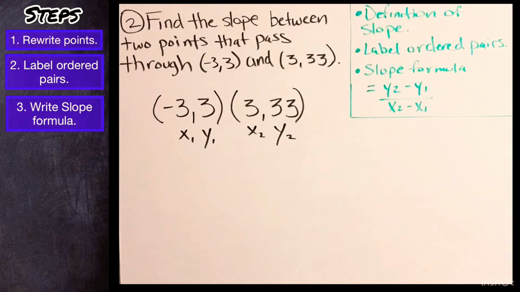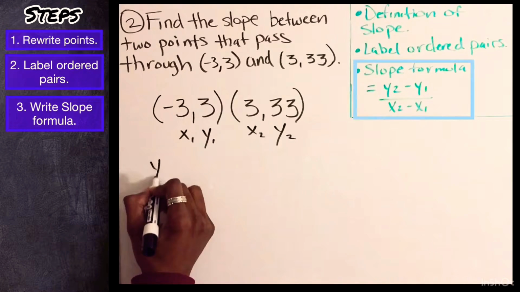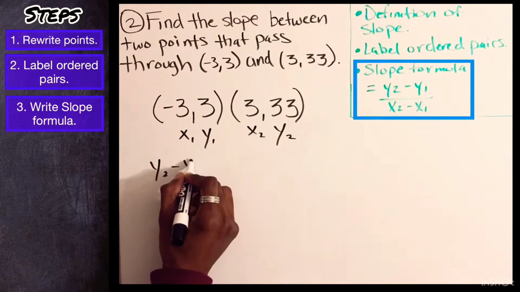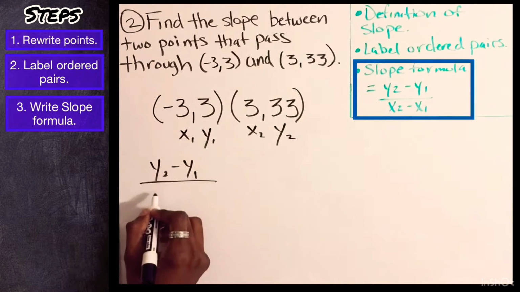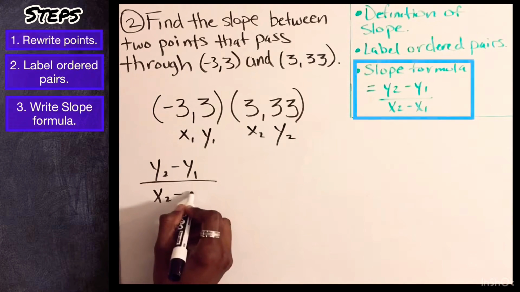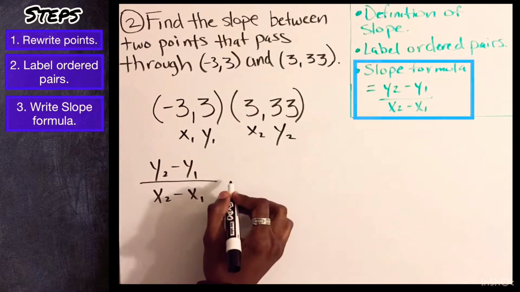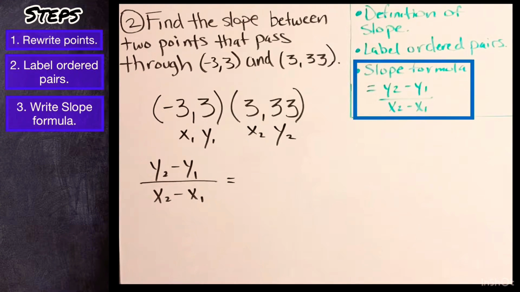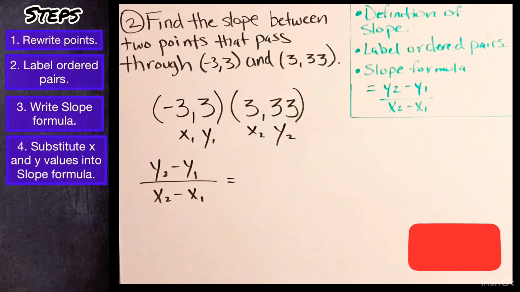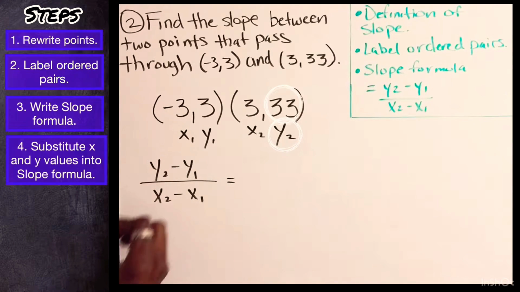Step 3, we're going to write our slope formula. Y sub 2 minus Y sub 1 over X sub 2 minus X sub 1. And I like to put my little equal sign right next to it. Okay? Step 4, we're going to substitute all the X and Y values into this formula. But first, I like to do it right above the numerator and right below the denominator to help avoid any small mistakes. So our Y sub 2 is 33.